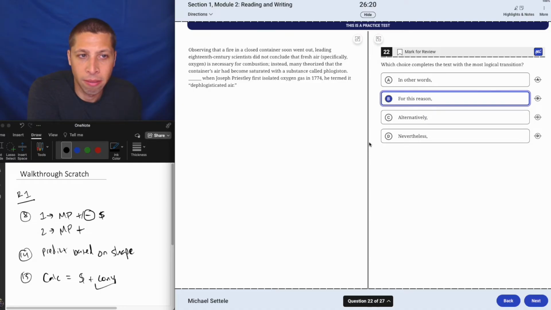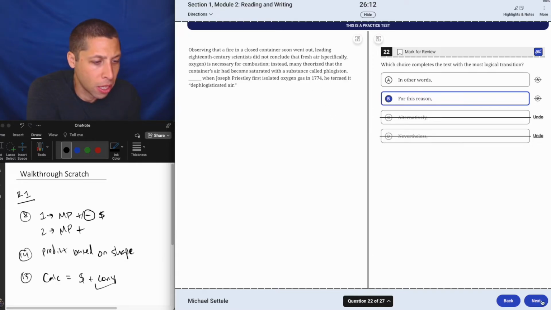For this reason, yeah, it's not these two. It's not a contrast. And it's not "in other words" because it's something new. In other words, when, yeah, it's "for this reason."